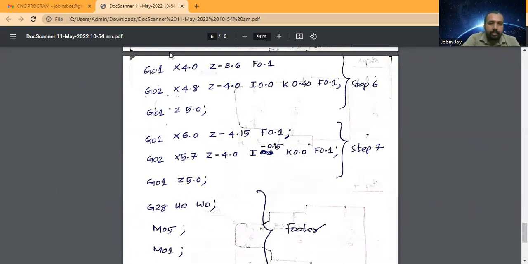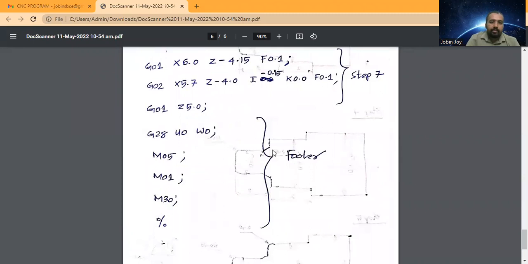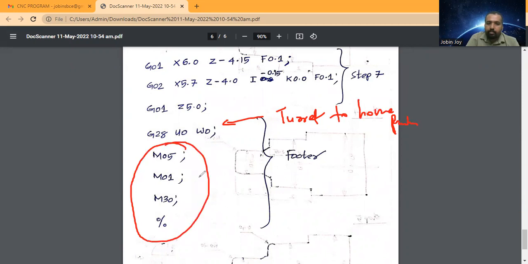Okay, and finally, this is the footer, G28U0W0. So the turret goes to the home position, and coolant off, program end. Okay, program end. So that is the footer.